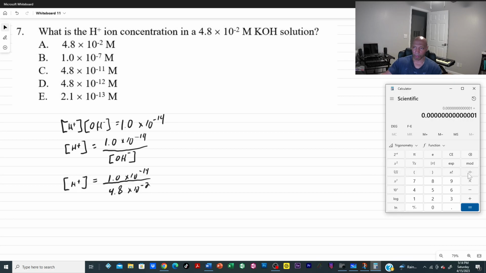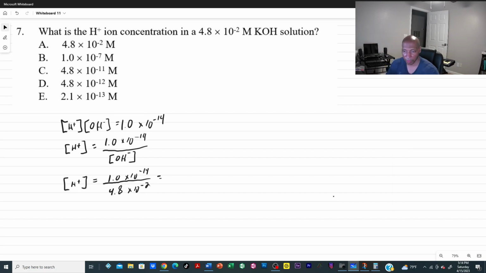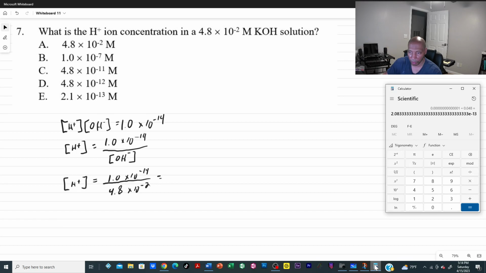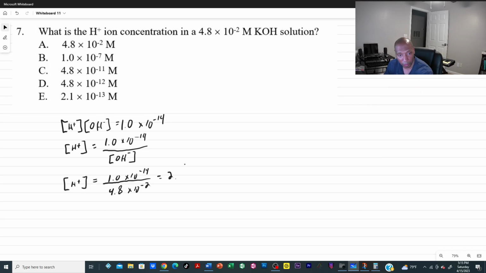Divided by 4.8 times 10 to the negative 2 equals, oh yay, put that one in scientific notation. Now since this is good to two significant digits, that means my H plus concentration is okay. Every time I use my pen, my stylus, the calculator goes away. Okay, it's 2.08, so that's going to be 2.1 times 10 to the negative 13.